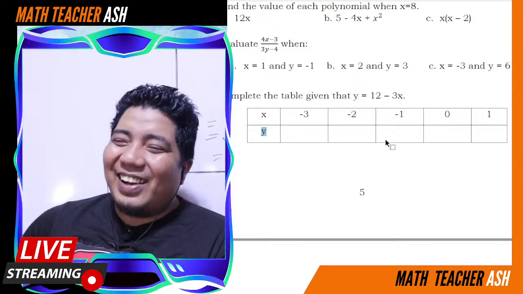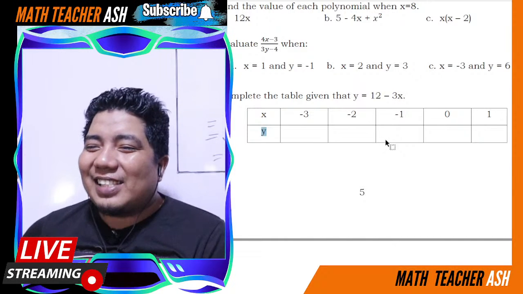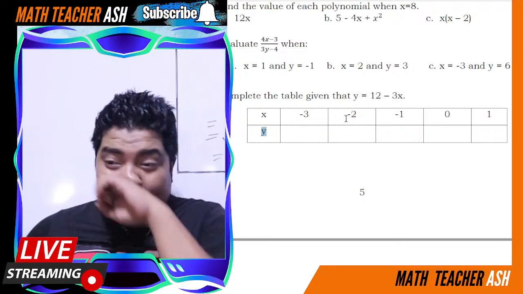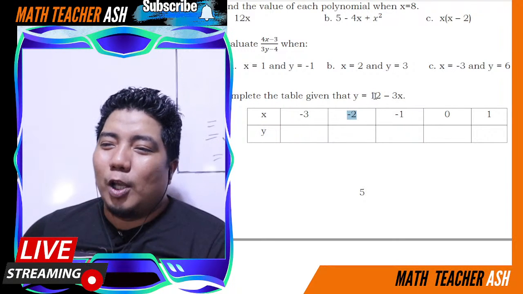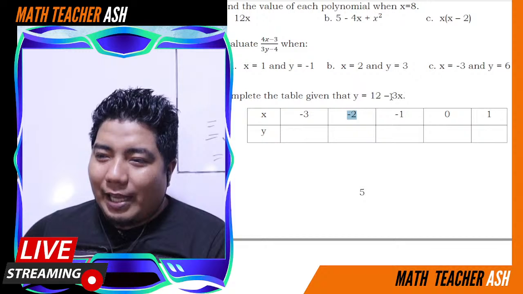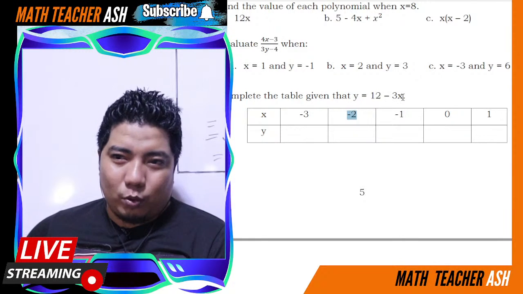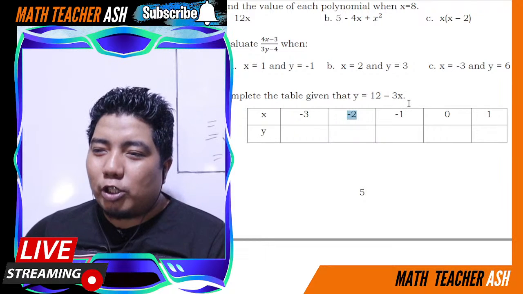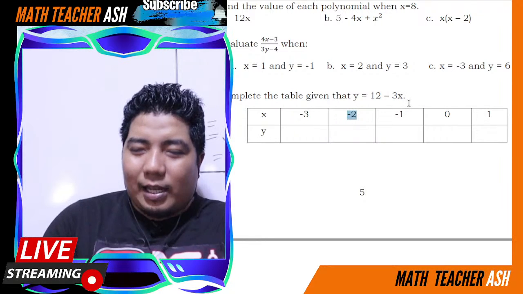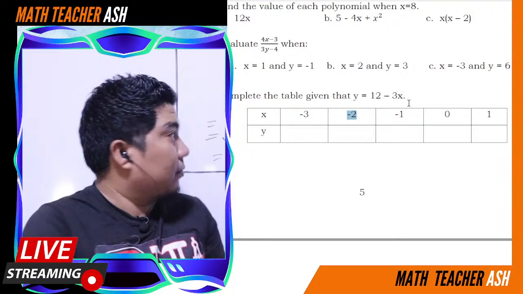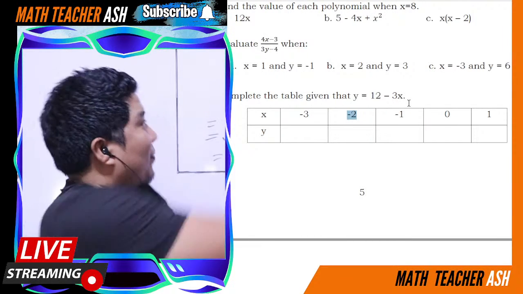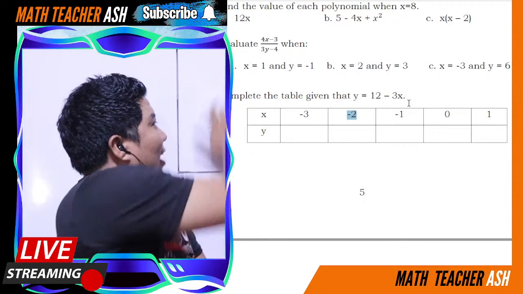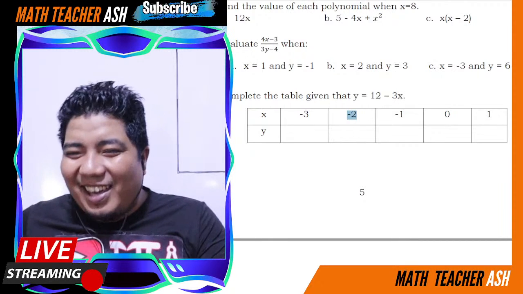Alright. So, let's continue. Let's try to solve. Okay, anong gusto niyo i-solve natin dito? Okay, let's try negative 2. Okay, negative 2. So, we have here 12 minus 3 times negative 2. So, paano ba i-solve yan? Teka, erase muna ako ha. Ganito talaga pag live.